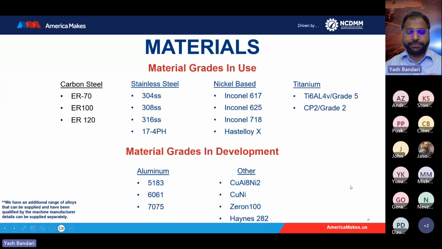Okay, coming to the end of my presentation. We deal with every material that is available in the form of welding wire. It's just that customers come from varied backgrounds, and they have their own preferences. Lately, we have been getting a lot of requests on the aluminum side as well. That is one of those alloys which is getting a lot of traction.